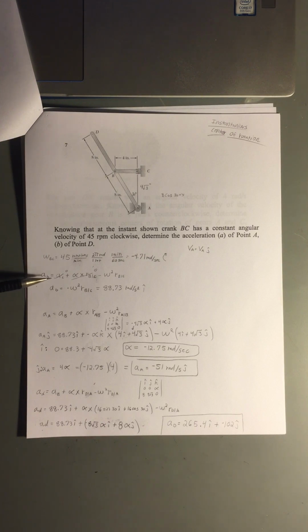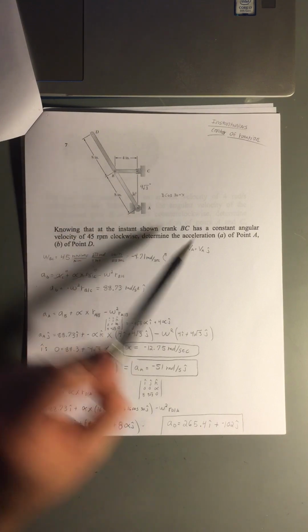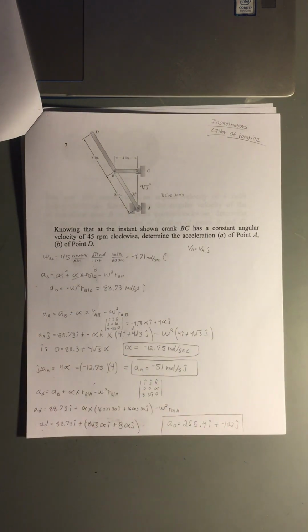And then looking at this, there's quite a few terms that will cancel. We know the acceleration at C is 0, and we also know that the omega is constant. We have a constant angular velocity, and so this alpha term, our angular acceleration, will be 0 as well, so we can cancel both of those terms. And that just leaves us with this final term here. So plugging in the omega that we converted there, and then the distance here, that gives us an acceleration of B of 88.73.